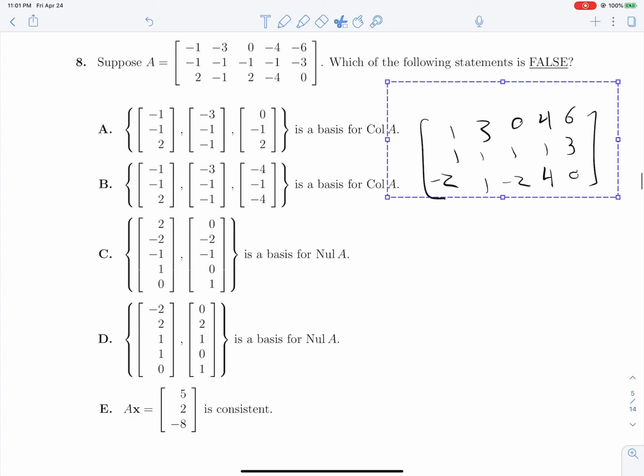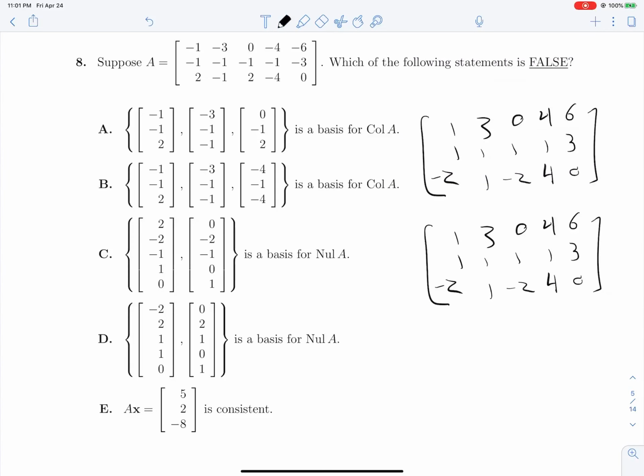Let's row reduce this guy. Okay, let's add 2 row 1s to row 3. That gives us a 0 here and a 7 here, a -2 there. What are we doing? We're adding two row 1s to row 3, so this will give us a 12 here and a 12 there. Great. Let's subtract row 2 from row 1.